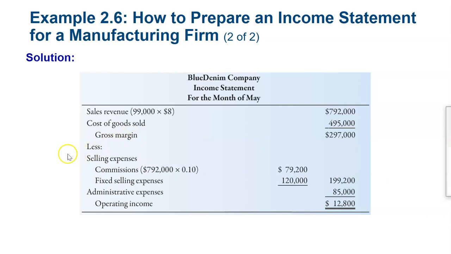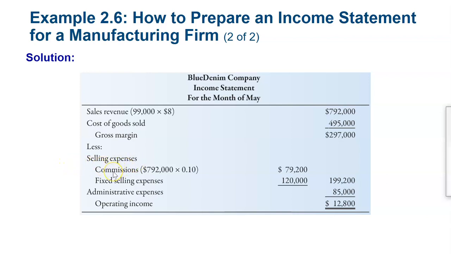Then we're going to subtract out all of our non-product costs. Cost of goods sold is our product cost, and we can't expense it until we've sold it. This represents the sale of finished goods. We talked about that.